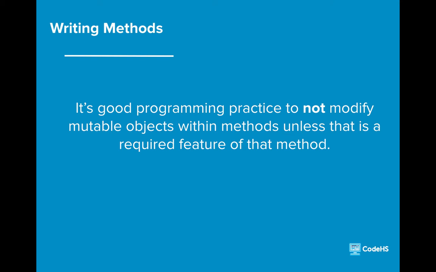Generally speaking, it's good programming practice to avoid altering objects within methods, unless the method specifically calls for alterations to the object. Accessor and getter methods make obvious changes to objects, but most methods should not attempt to make changes unless it's explicitly necessary.